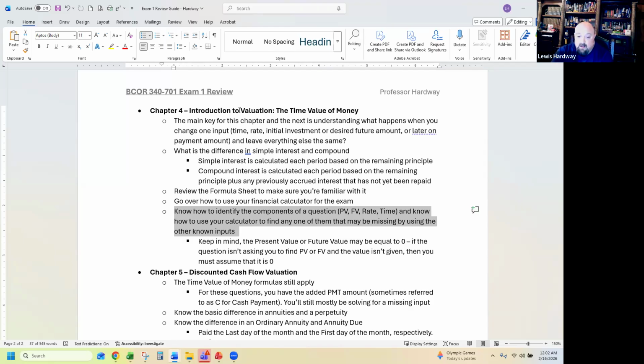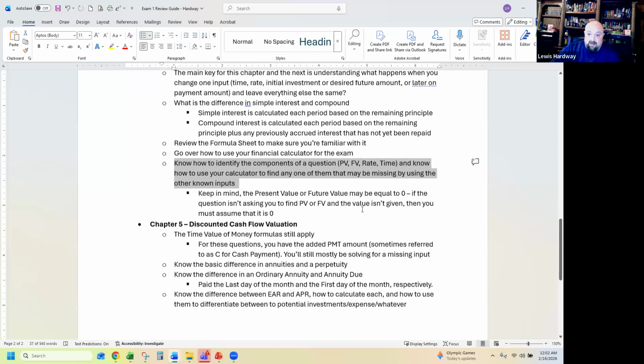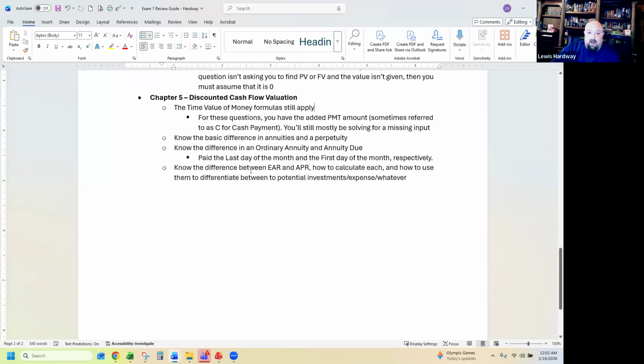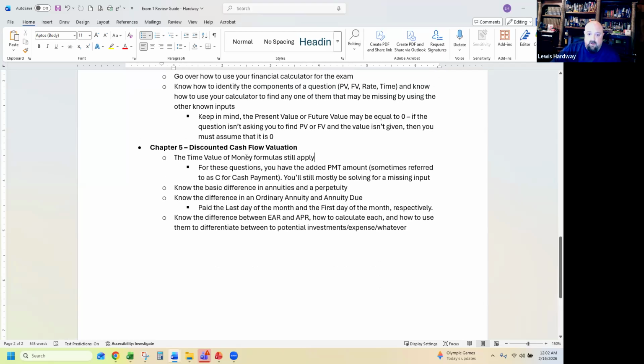Let's see. And then, right here I mentioned that they might be with a zero. Don't forget that one of them has to be negative whenever you put it in. Okay, then chapter 5, the discounted cash flow model. So time value of money still applies, so you still need to know all that stuff. Now we have payment amounts whenever we're putting stuff into our calculators.